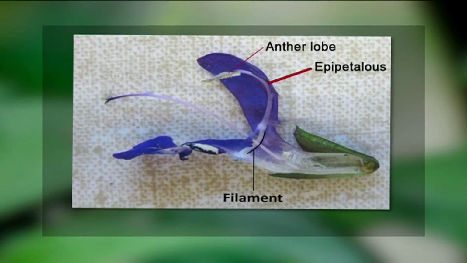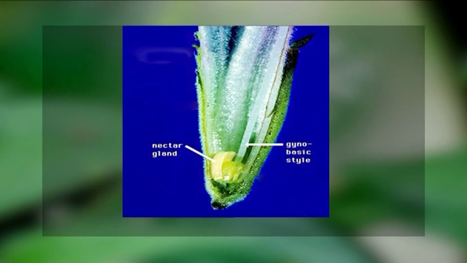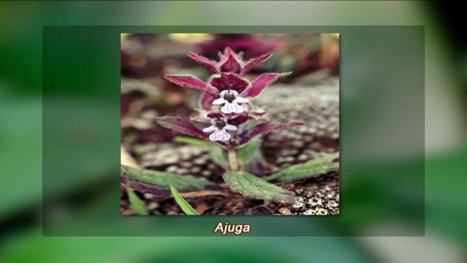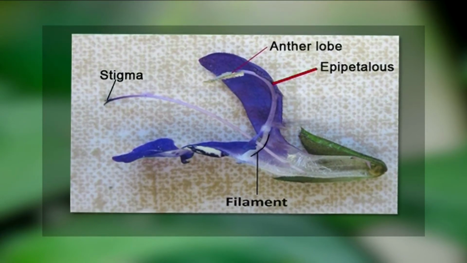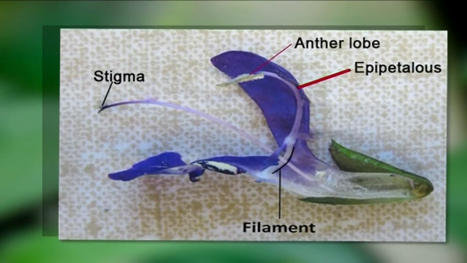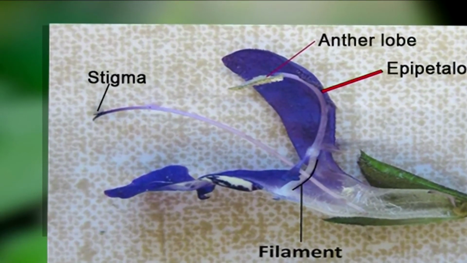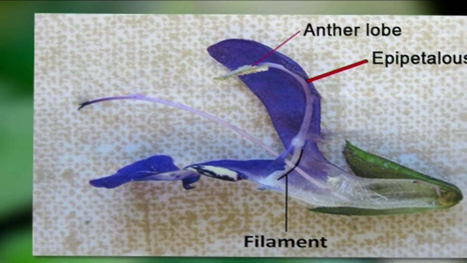The style is solitary, often apically double branched. That means we have a 2-branched style. It is gynobasic, and very rarely it can also be terminal. Example is here ajuga. Now the stigmas are 2 and always they are papillate. They are tiny, inconspicuous at apices of style branches.